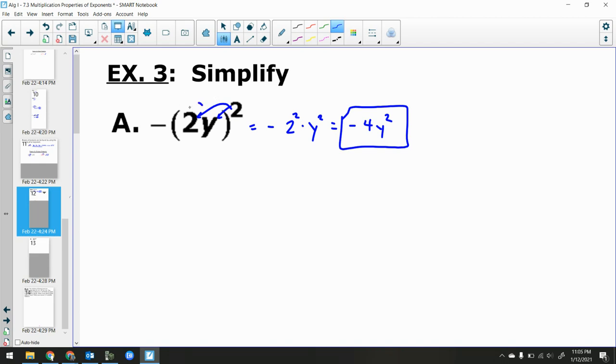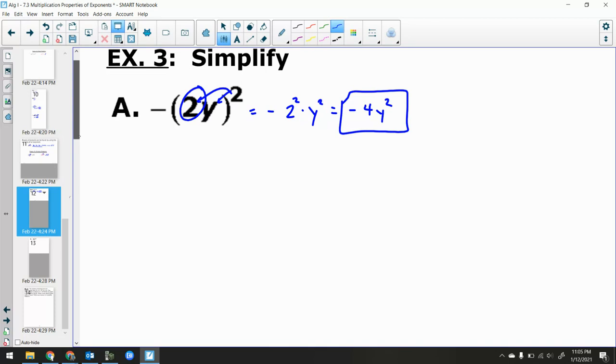You forget to take the number to the power. Don't forget to take the number to the power.